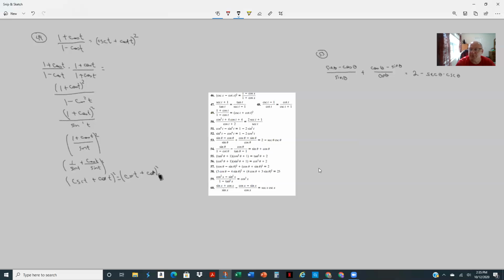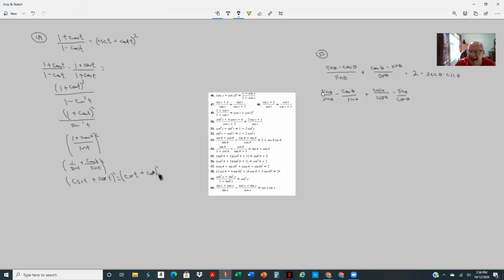All right. So that's what we've got going on. We have to change that to 2 minus the secant of theta times the cosecant of theta. Okay, how are we going to do that? Well, let's just break these up into 2 fractions. So it'll be sine of theta over the sine of theta, minus the cosine of theta over the sine of theta, plus, now break this one up into two fractions, cosine of theta over cosine of theta minus the sine of theta over the cosine of theta.